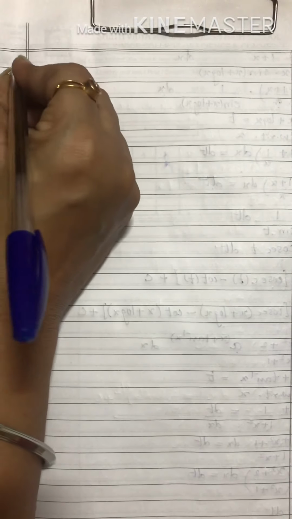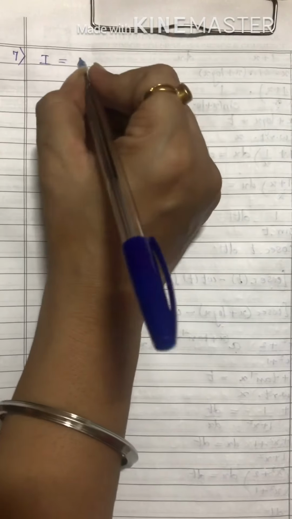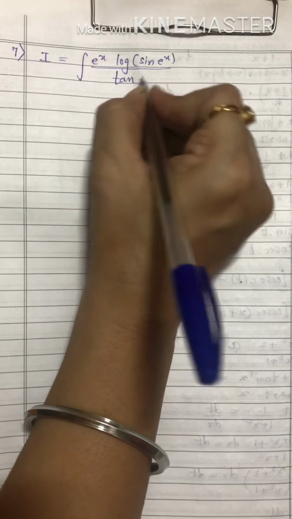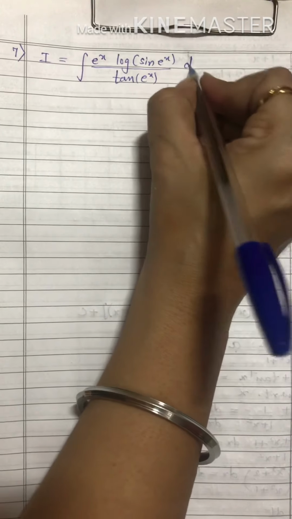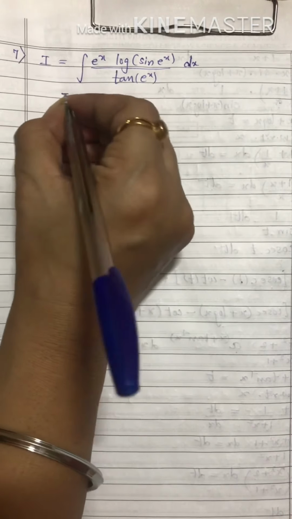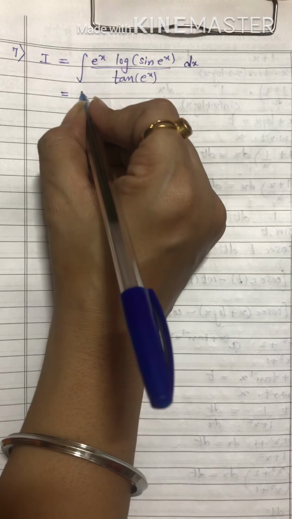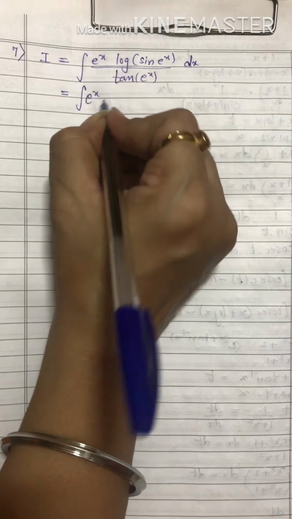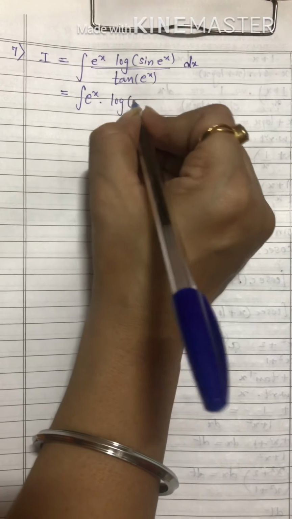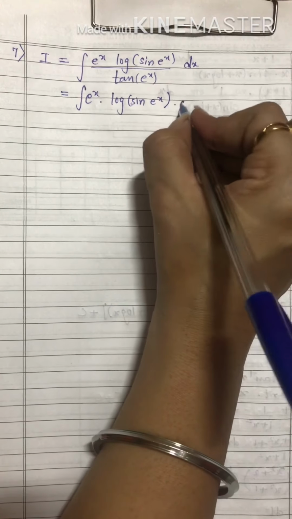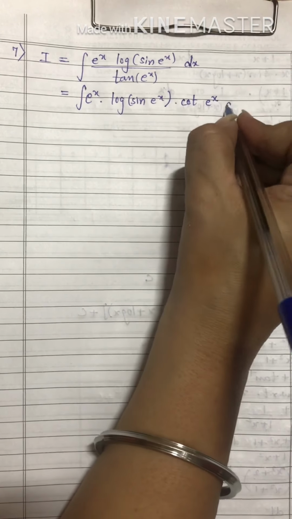Okay, we are taking the next, seventh sum. The question is I is equal to integration of e raised to x log of sine e raised to x upon tan e raised to x. The question seems very complicated, but believe me, the sums are so easy. By far, I hope it is going easy after explanation. See, we will just write it in a slightly simplified way. Integration e raised to x log sine e raised to x into 1 upon tan e raised to x, I will write it as cot e raised to x dx.